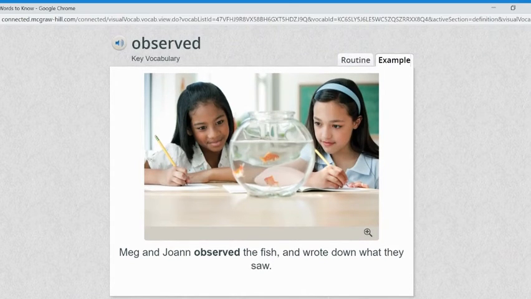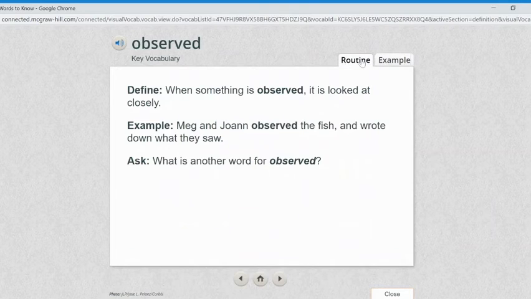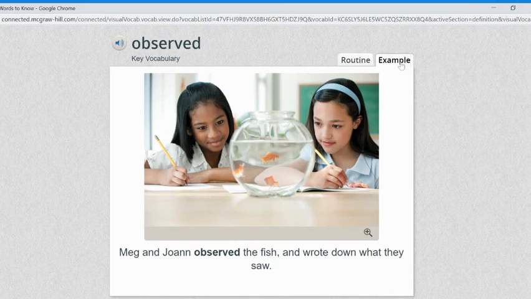Observed. Meg and Joanne observed the fish and wrote down what they saw. When something is observed, it is looked at closely. What's another word for observed? Remember, if we're looking for a synonym for it, we can just take out our vocabulary word and plug in a new one. Meg and Joanne watched the fish and wrote down what they saw.